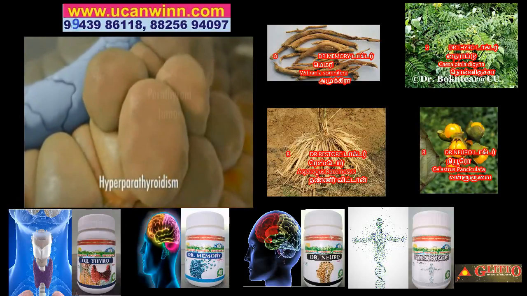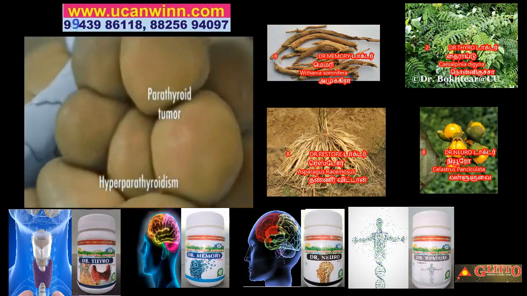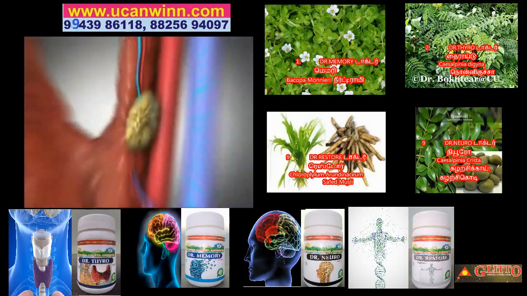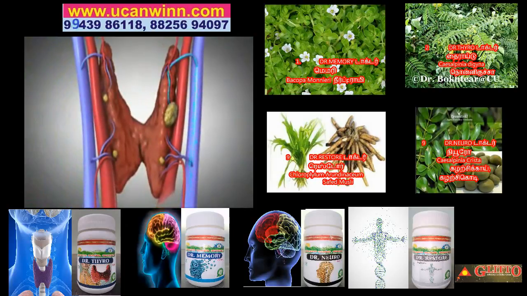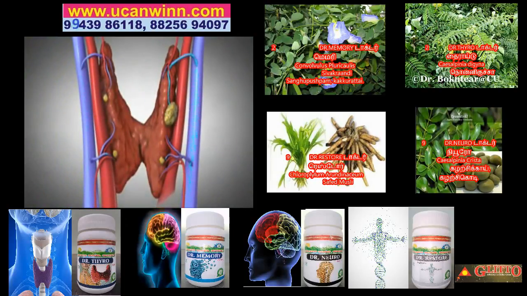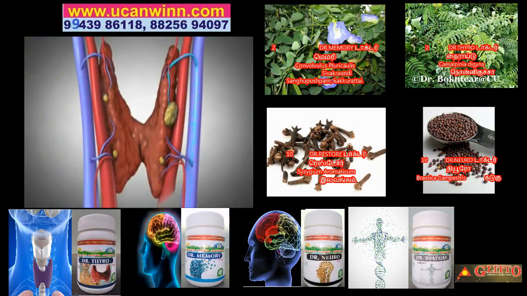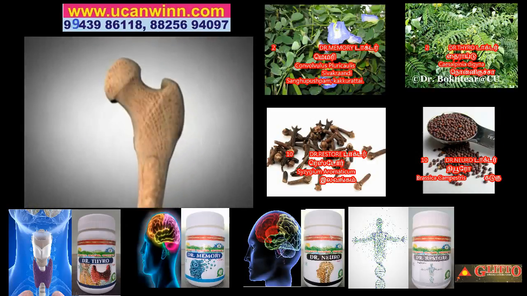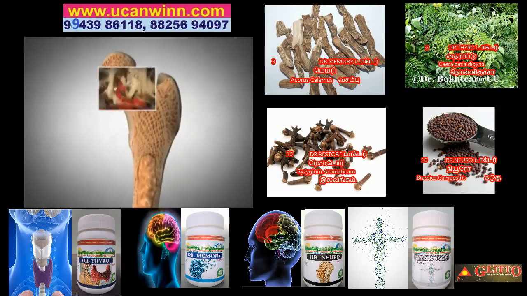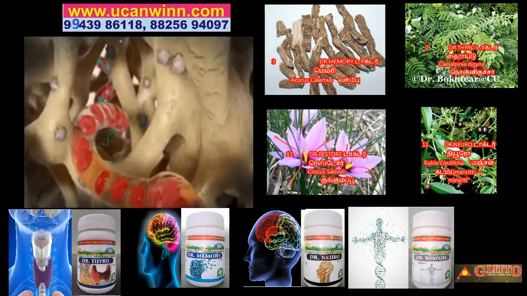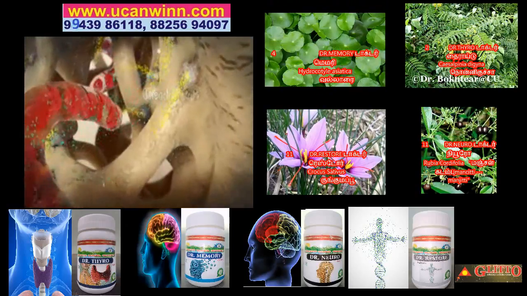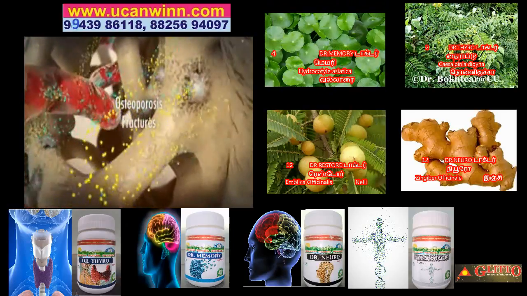Hyperparathyroidism is a disease that occurs when one of the parathyroid glands develops a tumor. This tumor produces far too much parathyroid hormone, which is released into the bloodstream. The excess parathyroid hormone travels through the blood and into the bones. The hormone activates cells within the bones to eat away at the bones, often causing osteoporosis, fractures, and bone pain.